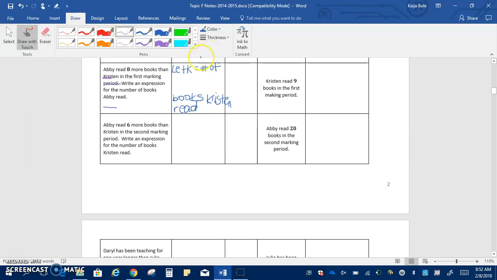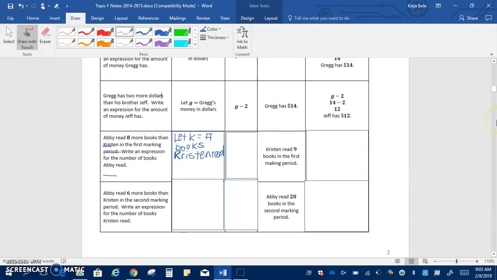So what we're going to do is draw a picture. I'm going to try to go off over to the side here. I went in and tried to fix my boxes so I can write on them. So K is the number of books Kristen read, and now we said we were going to draw a picture.